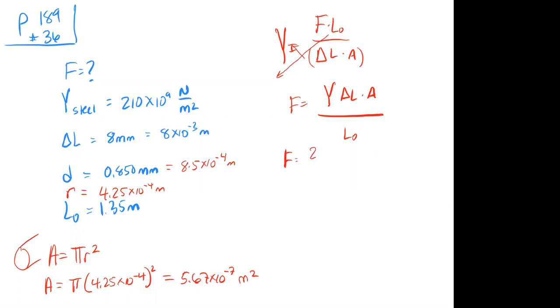And now we just plug in our values. F equals 210 times 10 to the 9th times delta L, which is 8 times 10 to the minus third, times A, 5.67 times 10 to the minus 7th, over L naught, 1.35. And F equals 705.8 newtons.